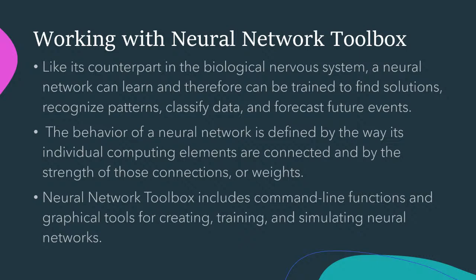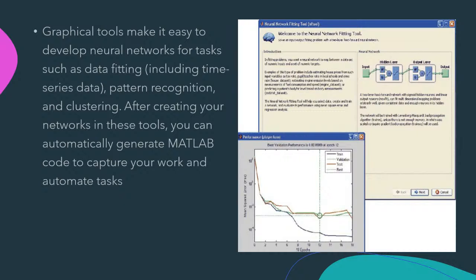Here, the behavior of the neural network is defined by the way its individual computing elements are connected, by the strength of those connections, and the weights also. This neural network toolbox gives command line functions and graphical tools for creating, training, and simulating neural networks. When you simulate or train the neural network, it will appear here. The graphical tools make it very easy to develop neural networks for tasks such as data fitting, including time series data, pattern recognition, and clustering. You can implement all these things using this artificial neural network toolbox. When you train the neural network, it will show the neural network fitting tool. Then you need to go to the next step.